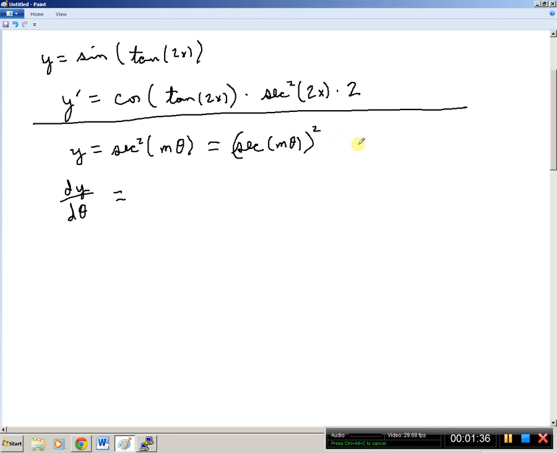You could multiply it out and then use the product rule, but it's much easier to go 2 times whatever, just copy, to the first, and then say times the derivative of what's inside. Now you got to remember the derivative of secant. The derivative of secant is secant tangent. Secant of whatever, tangent of whatever.